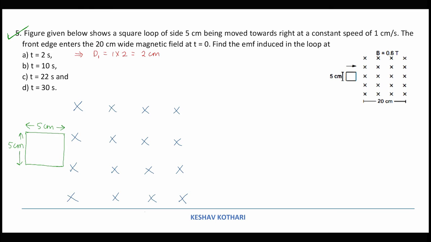The distance which the front part of the loop is going to cover in this case is 10 into 2, which is equal to 20 centimeter.